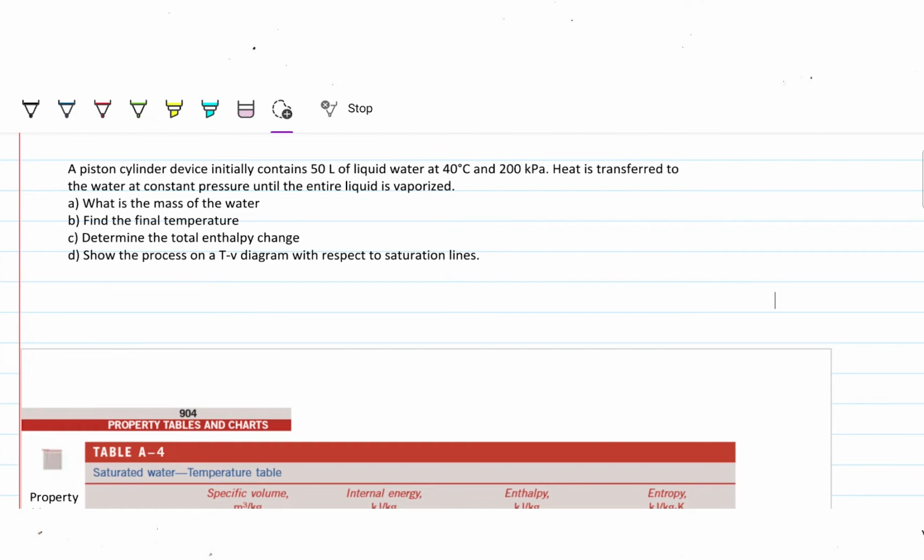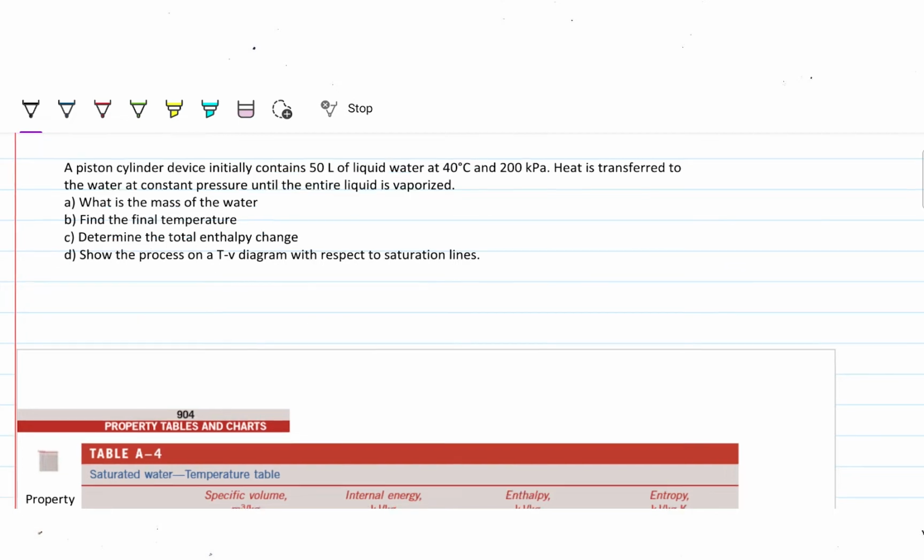Now, this requires you to understand very well how pure substances work. So if you are not comfortable with this yet, just jump into the previous videos in which we tackle these problems, the simpler ones, so that you can understand how these things work.